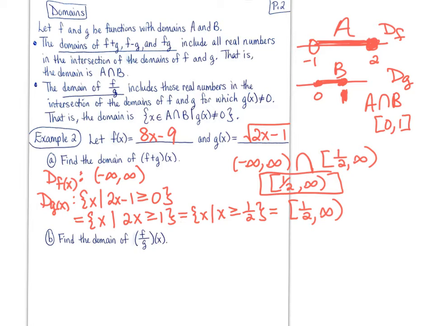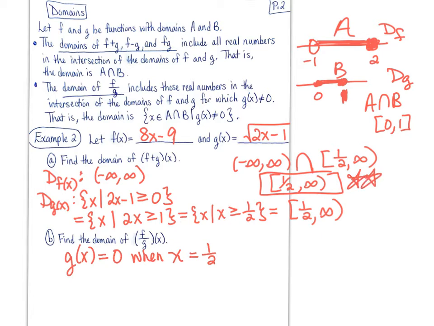Now, in part B, we want to find the domain of f over g of x. So notice when we go back up here, it said it includes all those real numbers in the intersection of the domains of f and g for which g of x is not equal to 0. What value makes g of x equal to 0? One half, good. G of x equals 0 when x is equal to 1/2, so that means we have to exclude 1/2 from star star.